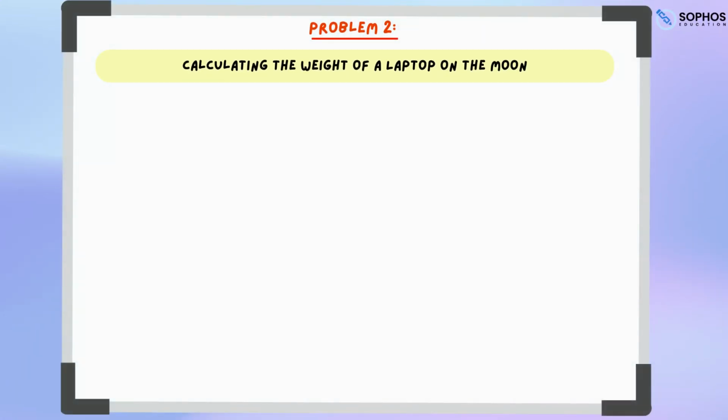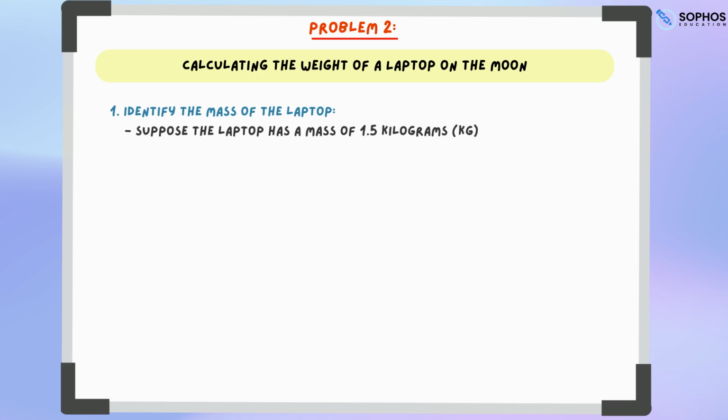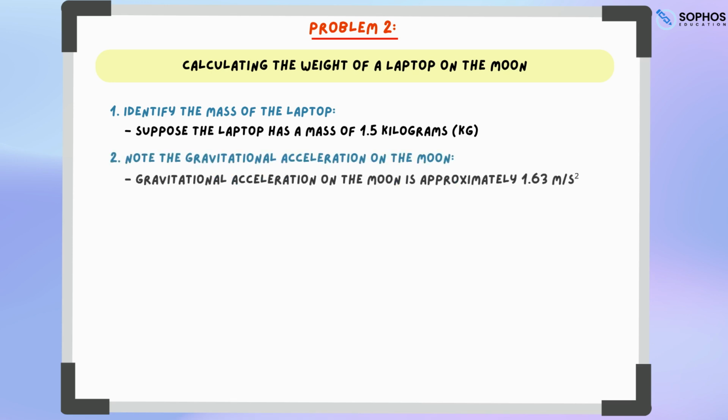Let's look at another problem, calculating the weight of a laptop on the moon. First, we need to identify the mass of the laptop. Suppose the laptop has a mass of 1.5 kilograms. Note the gravitational acceleration on the moon. Gravitational acceleration on the moon is approximately 1.63 meters per second squared.